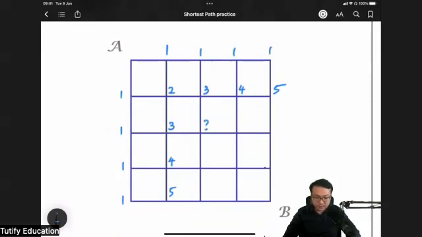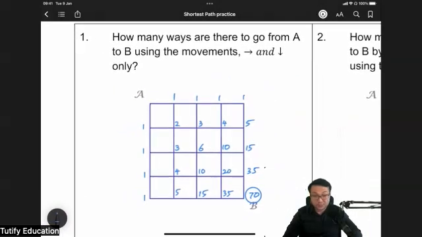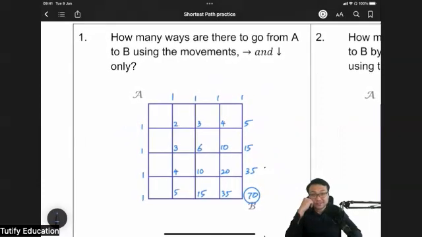What about this? If you take the two numbers which are closest to you, 3 plus 3, you get 6. What about here? 4 plus 6, we get 10. 10 plus 5, you get 15. 6 plus 4, you get 10. 10 plus 5, 15. 10 plus 10 gives you 20 over here. 15 plus 20, 35. 20 plus 15, 35. 35 plus 35 is 70. So there are 70 ways to go from A to B using the shortest path. Okay?